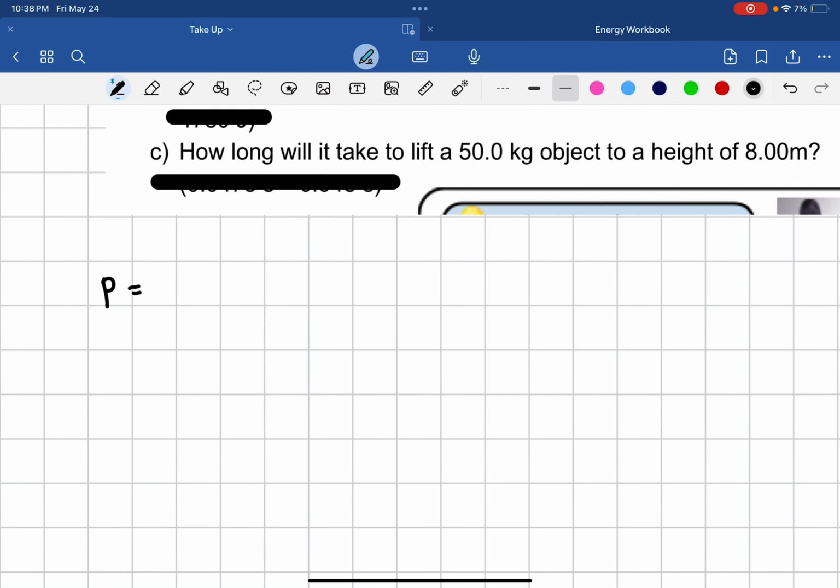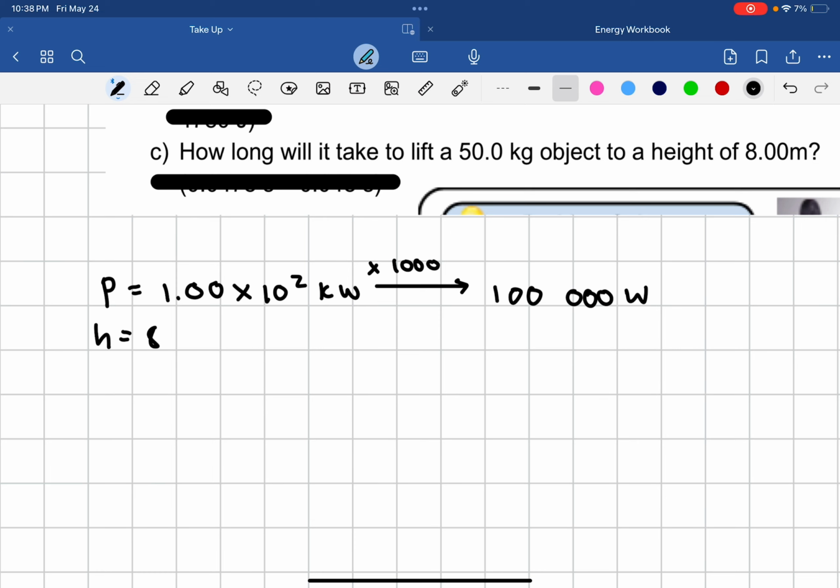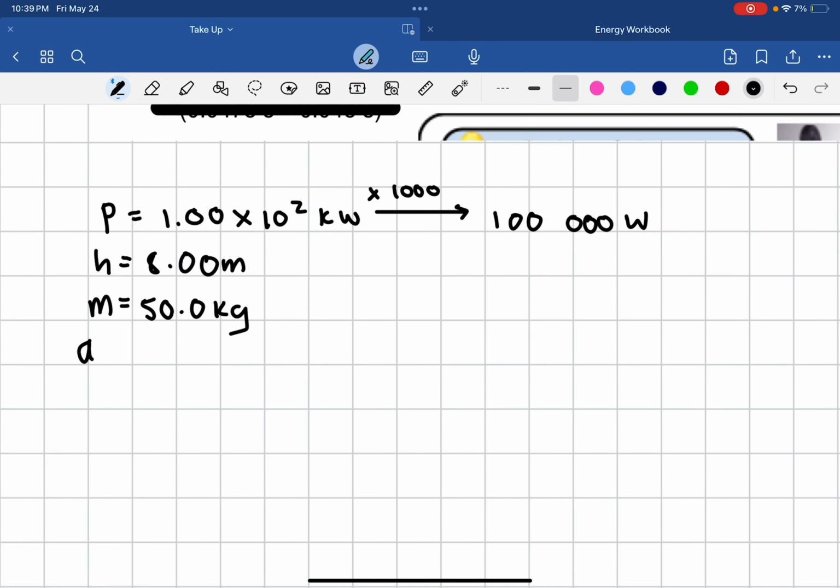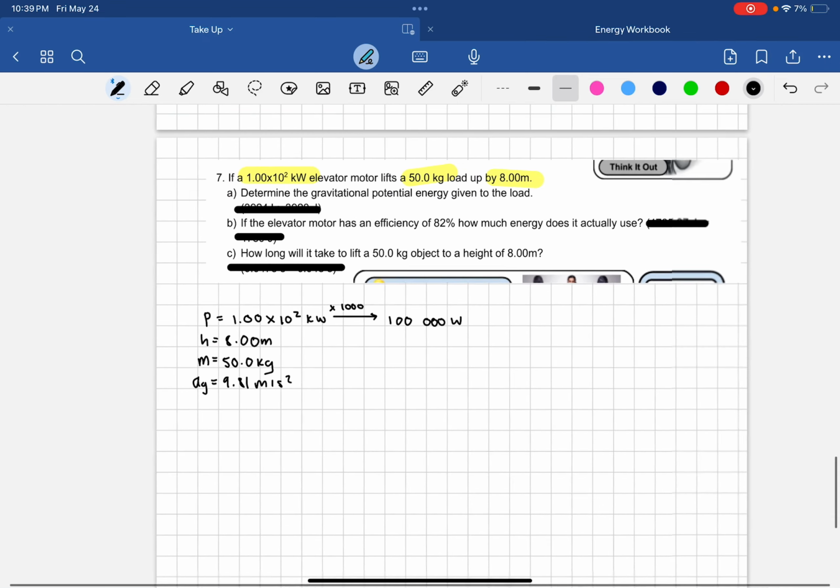So our power, if we list our givens, is 1.00 times 10 to the 2 kilowatts. And for every kilowatt, there's 1,000 watts. So that means we have 100,000 watts. And then our height is 8 meters. Our mass is 50 kilograms. And another important given is acceleration due to gravity, which is our constant, 9.81 meters per second squared.